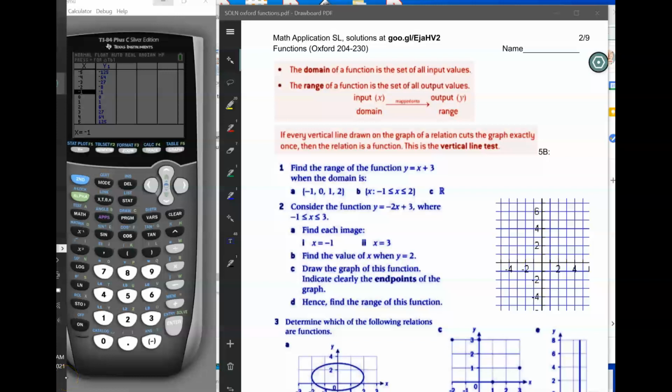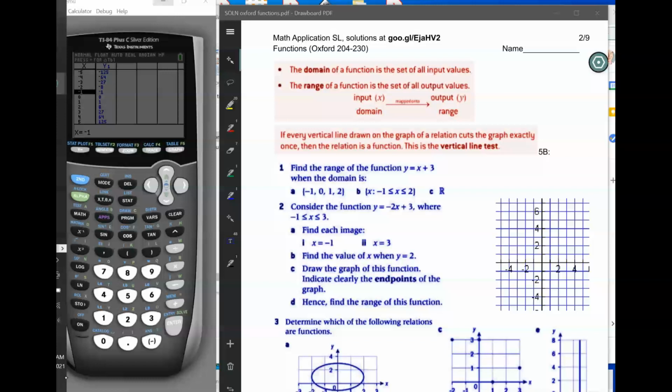Stage 2 of functions. The domain of a function is the set of all input values, and the range of a function is the set of all output values. So just remember, like we learned in the investigation, x corresponds to domain, y corresponds to range. One of the ways I remember which is the alphabetical order of x, y: x first, y last. Domain D comes before R, so D corresponds to x and R corresponds to y.